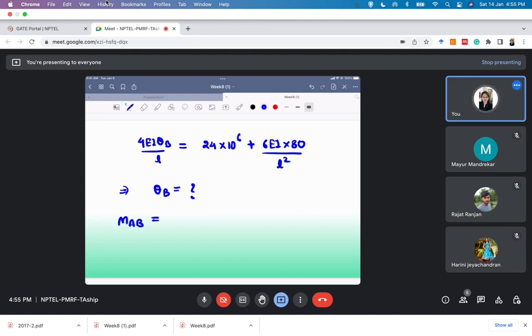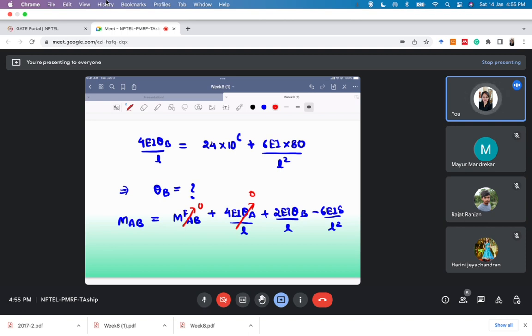MAB equal to MFAB plus 4 EI theta A over L plus 2 EI theta B over L minus 6 EI delta over L square. Here this term is 0. The theta A term is also 0 because it's a fixed support.